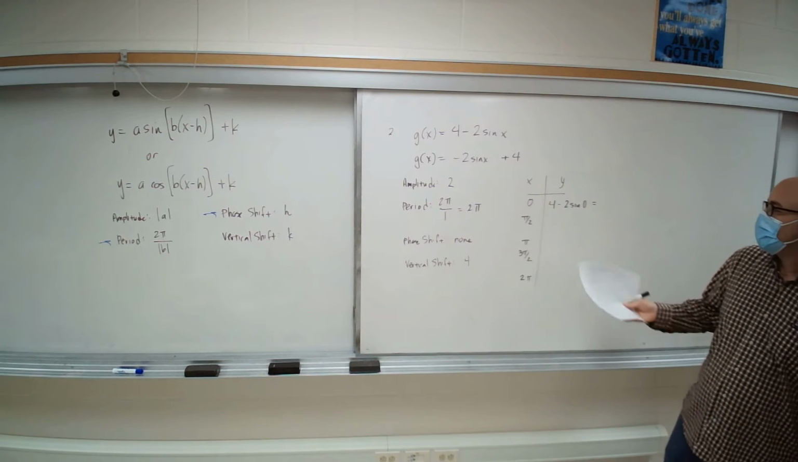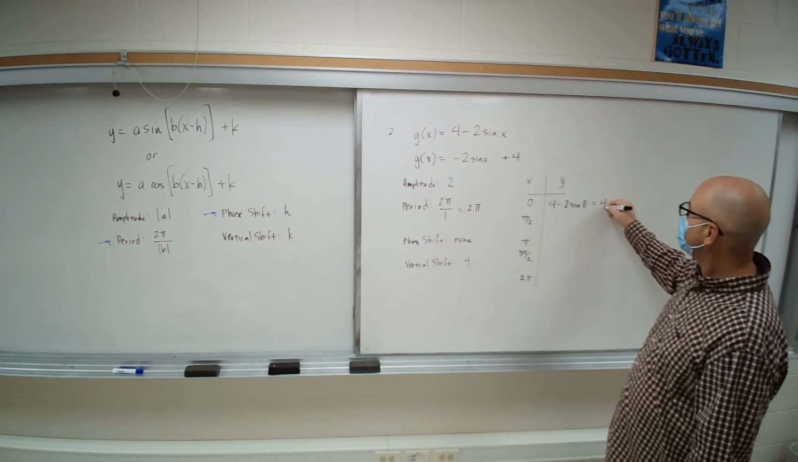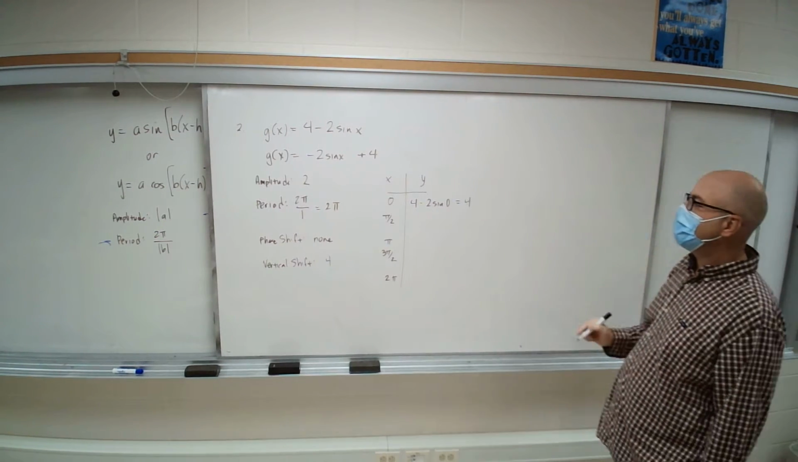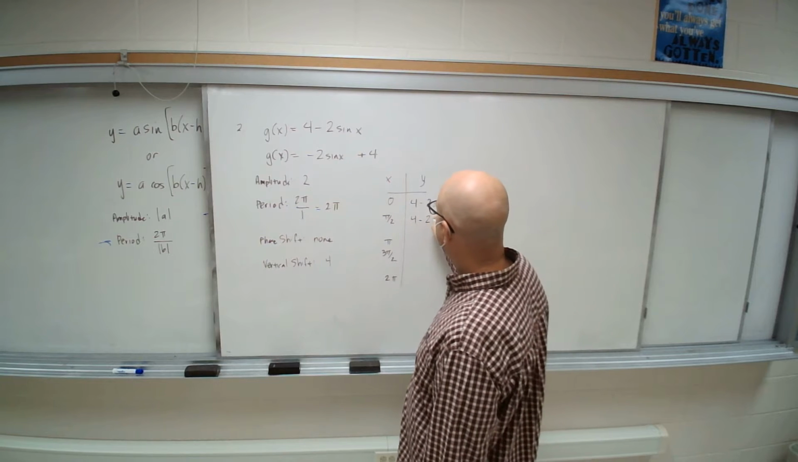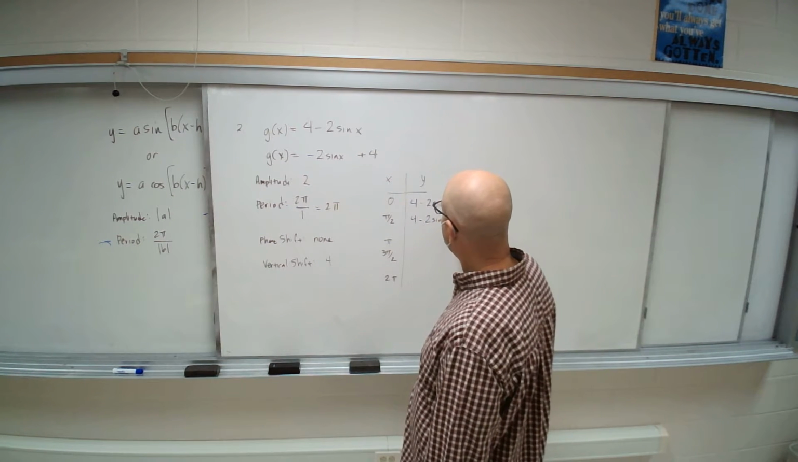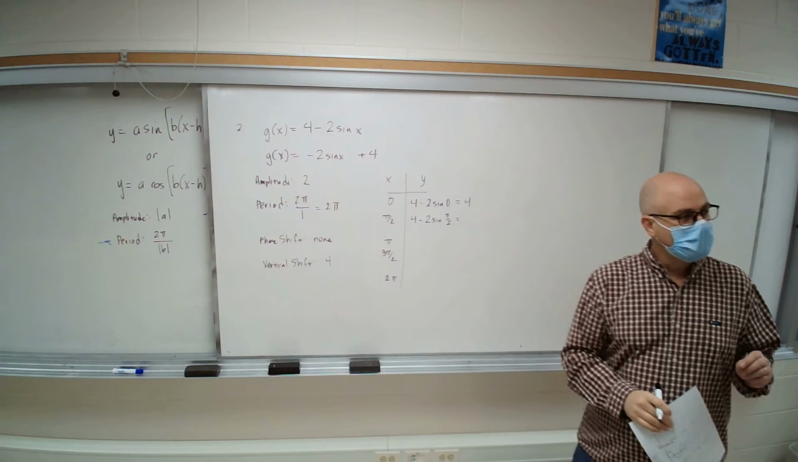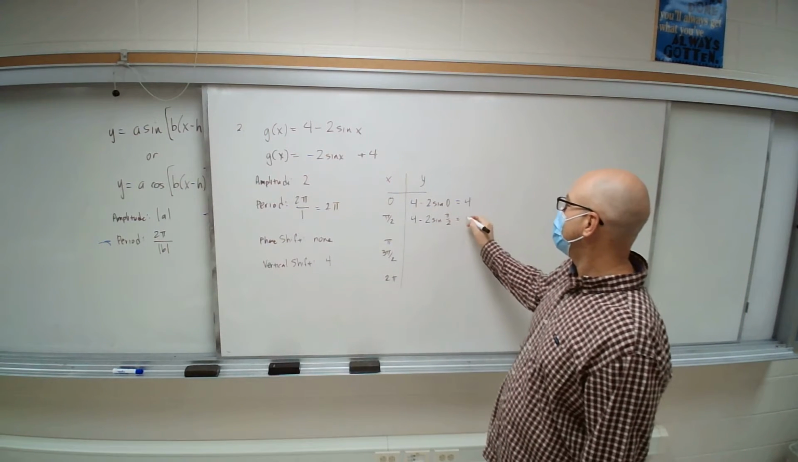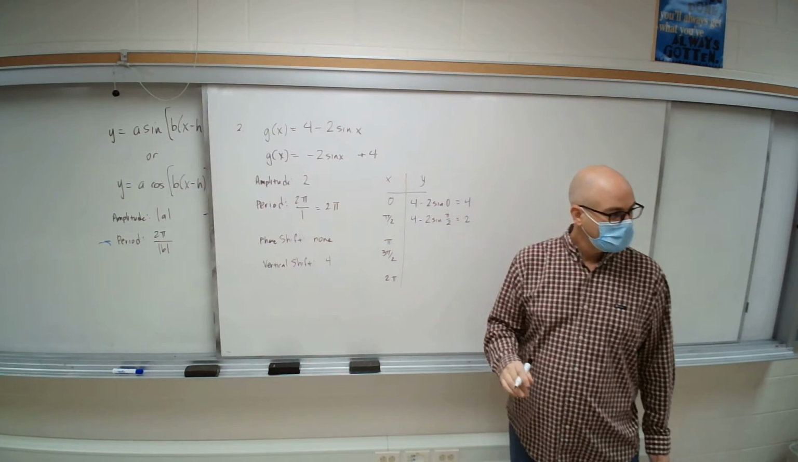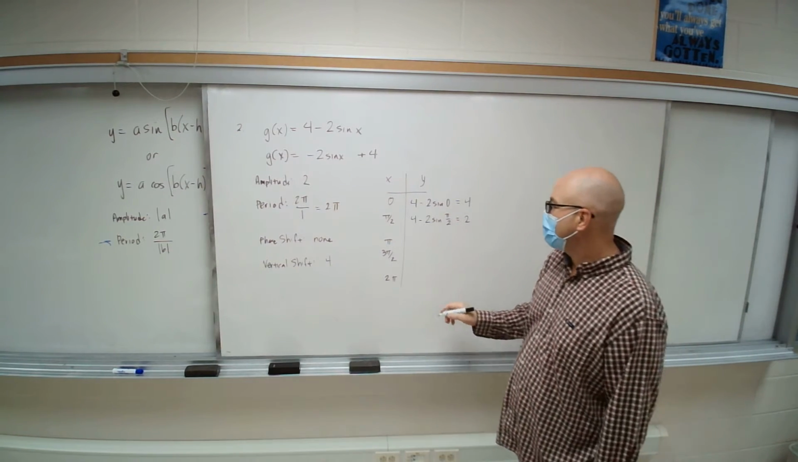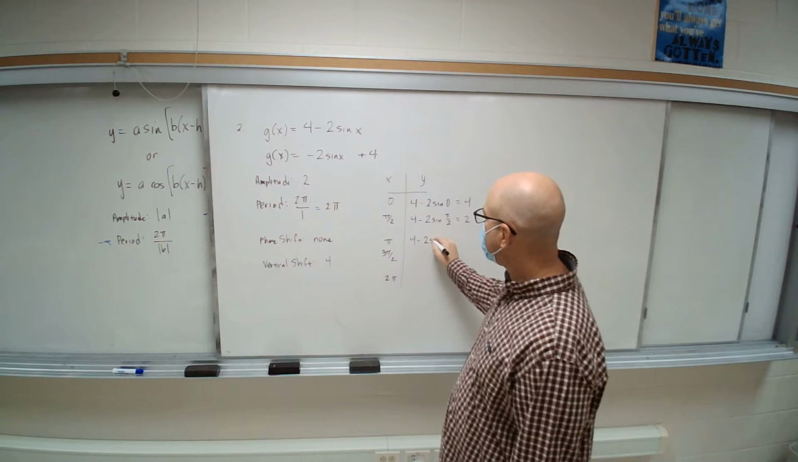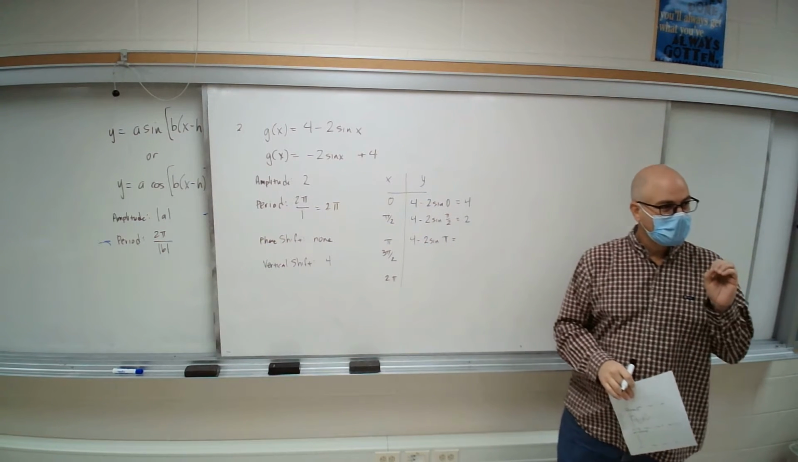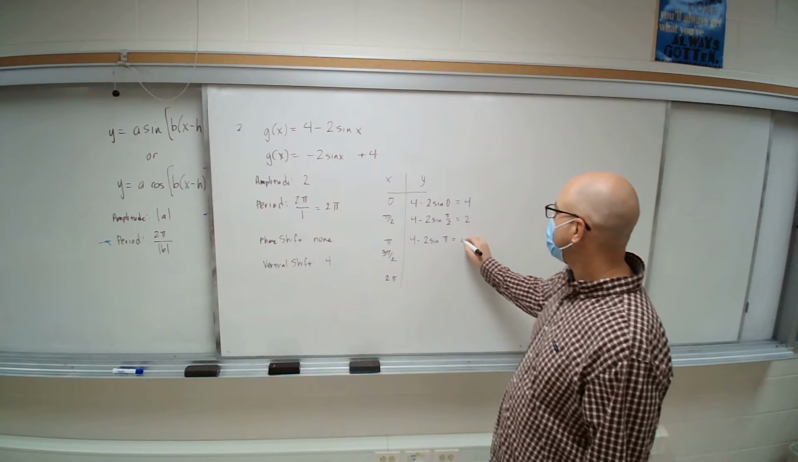0, right? So 4 minus 0 is just 4. And then we have 4 minus 2 sine of pi over 2. We know the sine of pi over 2 is 1, so that's 4 minus 2, which will be 2. And then we get 4 minus 2 times the sine of pi. Sine of pi is 0, so 4 minus 0 is 4.